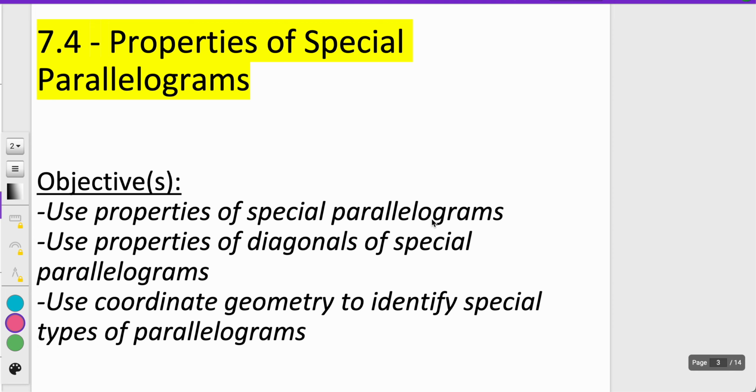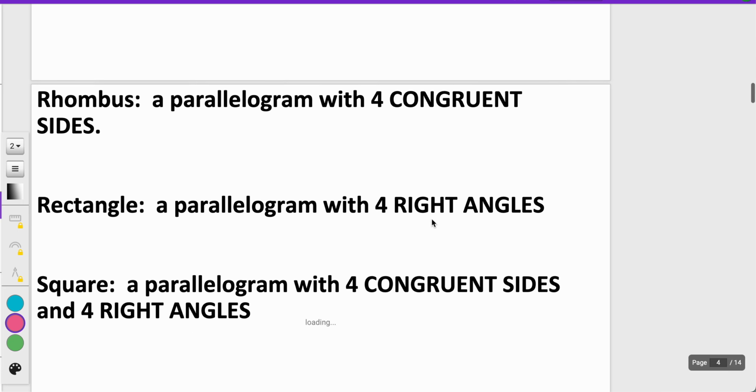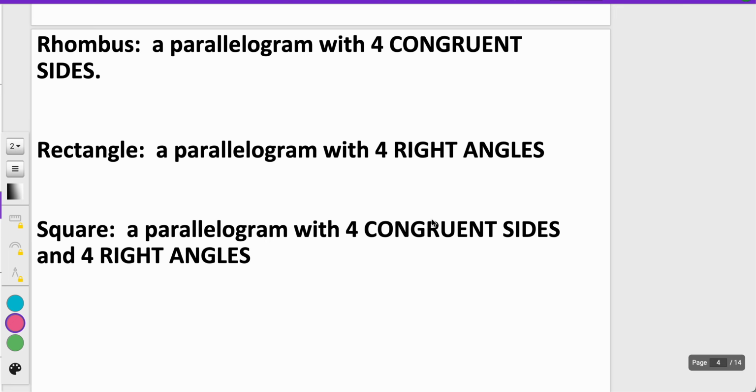Today we're going to be looking at our lesson 7.4, properties of special parallelograms. We'll be able to use those properties to identify what they are, look at the diagonals, and then use coordinate geometry to identify special types of parallelograms. Today we're going to talk about rhombuses, rectangles, and squares. A rhombus is a parallelogram with 4 congruent sides. A rectangle is a parallelogram with 4 right angles, and a square just has both of those, 4 congruent sides and 4 right angles.